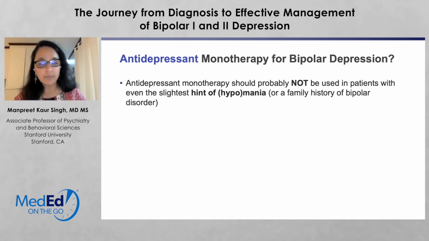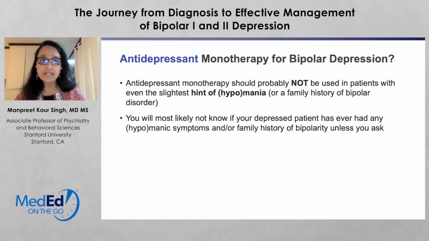We don't have enough empirical data to really exclude antidepressant therapy for anyone who has a family history of bipolar disorder and doesn't present with any lifetime mania or hypomania symptoms. But those data are coming, I promise you. You will most likely not know if your depressed patient has ever had any risk of mania or hypomania or a family history if you don't ask. So please ask every time with every patient.